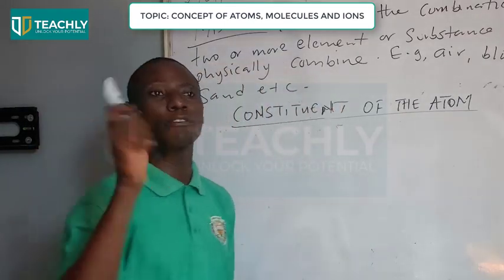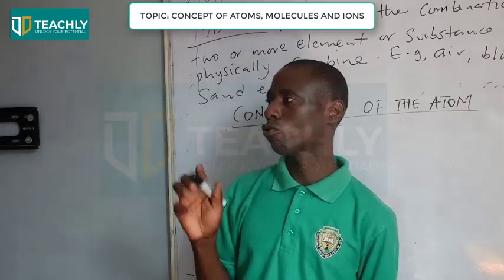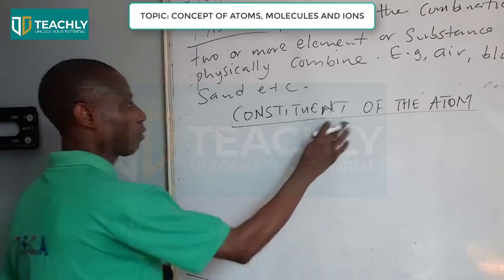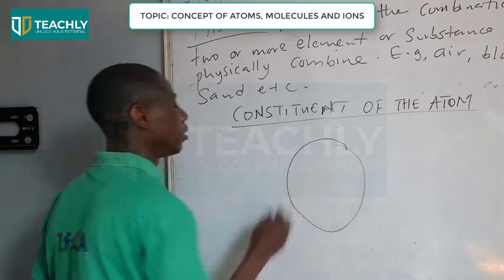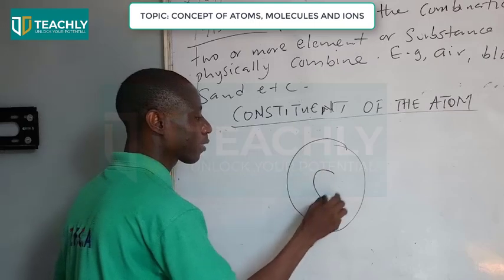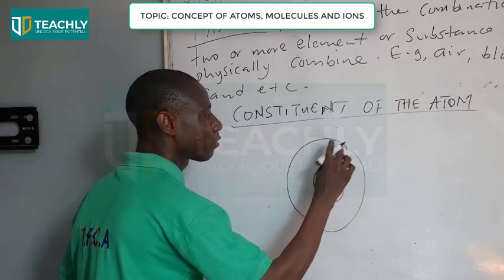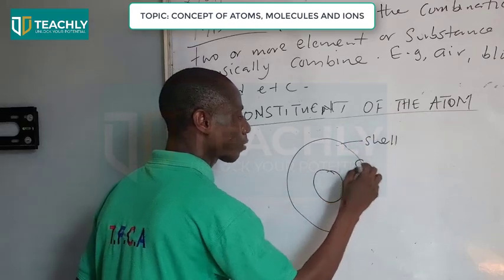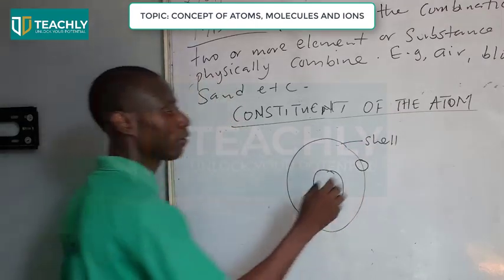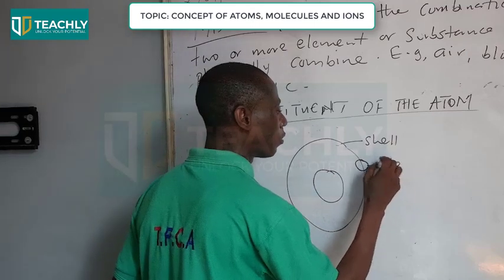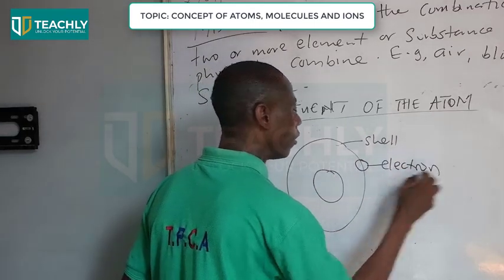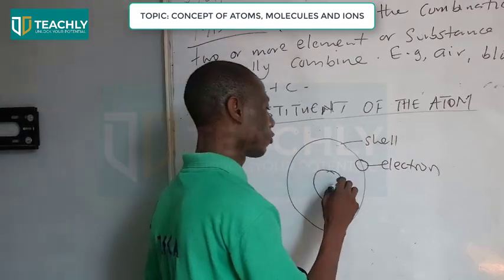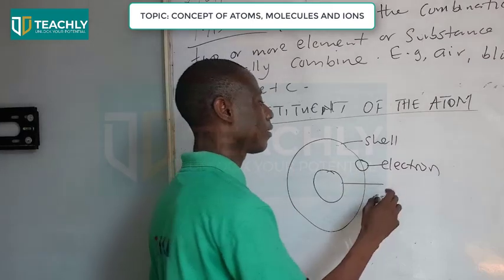Generally, atoms have three major particles. Let's say this is an atom. In an atom, you see the center. You also see the shell of an atom. In the shell, you see particles outside. What is the name of that particle? It is the electron. At the center, you see the nucleus.